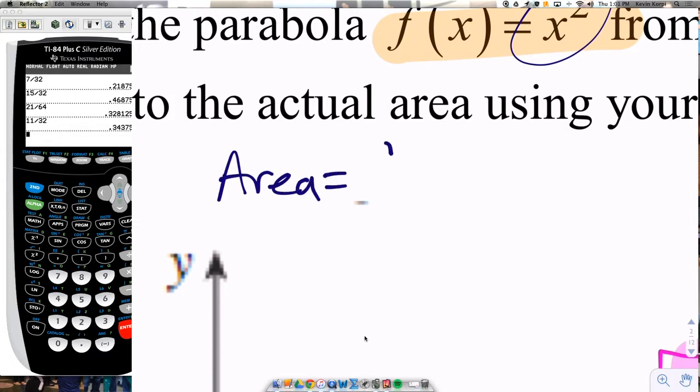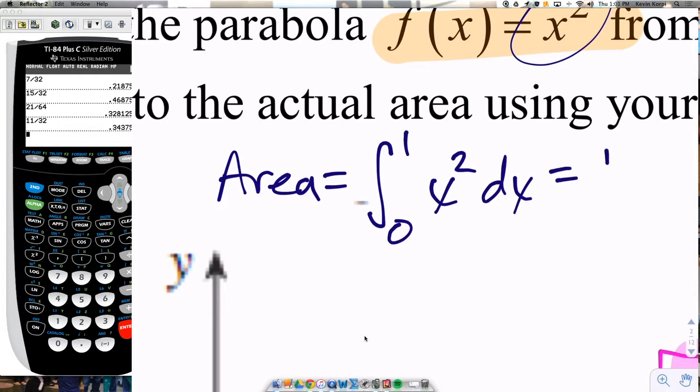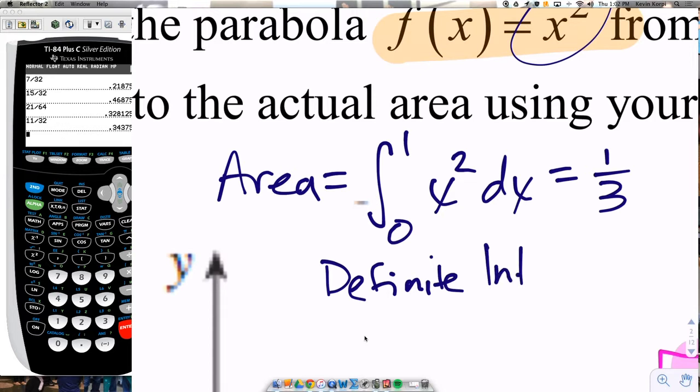The area is going to be the integral from 0 to 1 of x squared with respect to x. And we know it's going to be 1/3. We call that the definite integral. And the definite integral gives you a definite answer. And in this case, the definite answer is definitely 1/3. And it represents the area of the positive region above the x-axis but below the curve.